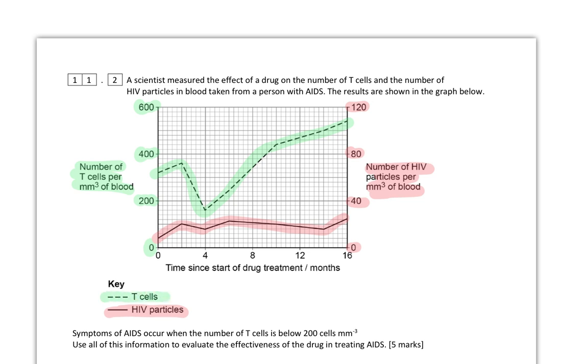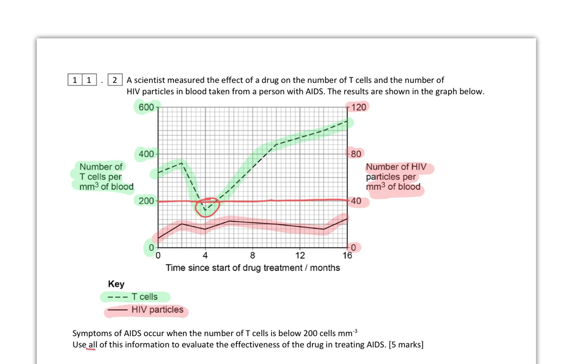Good. And the diagnosis of AIDS occurs when a T cell count is below 200. So let's pop a line on there as well. So that's our critical line here, across here. So when my green line's below there, there's like a danger zone here, isn't there? Use all the information, all of this information.